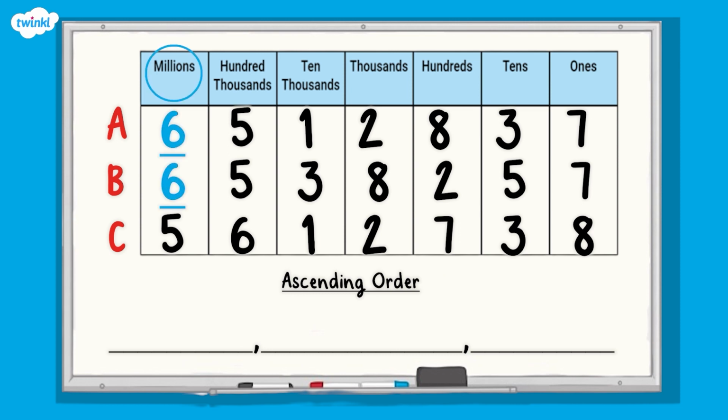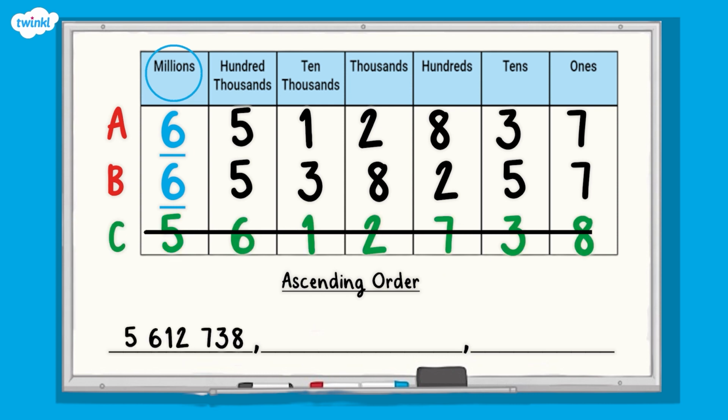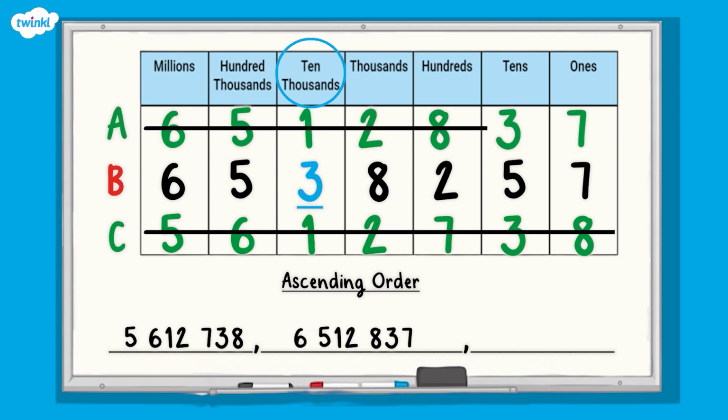A and B each have 6 millions and C has 5 millions. We know 5 millions is less than 6 millions, so C is the smallest number. We can cross C out as it has now been ordered. A and B have the same number of millions, so we need to look at the digit in the hundred thousands column. A has 500,000s and B also has 500,000s, so now we need to look at the digits in the 10,000s column. A has 1 10,000 and B has 3 10,000s. We know 1 10,000 is smaller than 3 10,000s, so A is the smaller number. This means that B is the greatest of the three numbers.